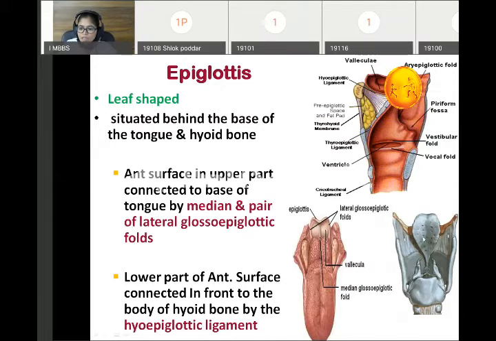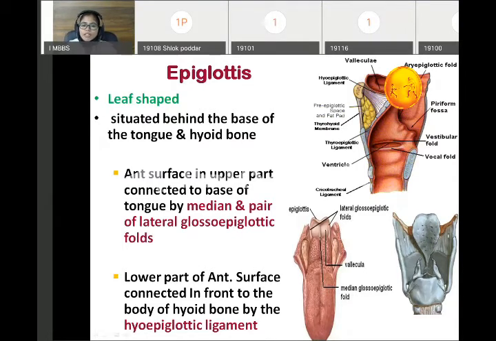This is the epiglottis. It is situated behind the base of the tongue and the hyoid bone. This is the hyoid bone. So it is situated behind the base of the tongue and hyoid bone. There are two surfaces, anterior surface and posterior surface. Here in this diagram you can see the posterior surface.